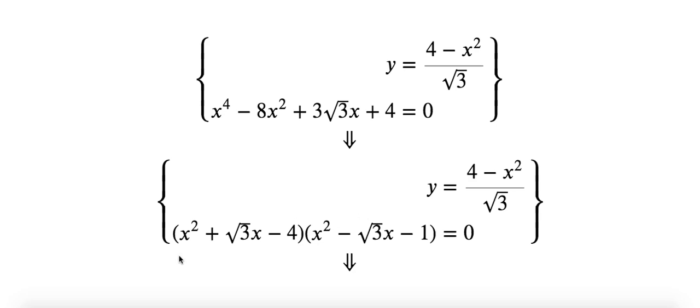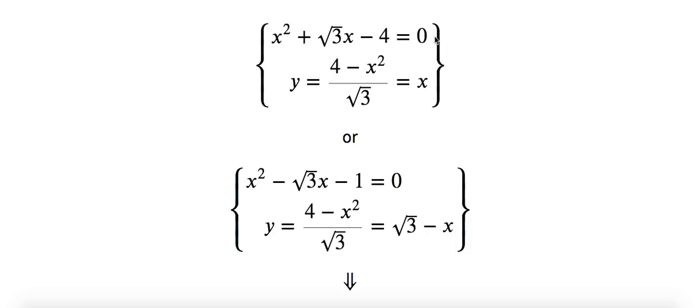There are two possibilities where either of these two factors can be equal to 0 and y can be rewritten as a linear function of x. Remember that x is not equal to y. So let's eliminate this possibility and keep the other one.